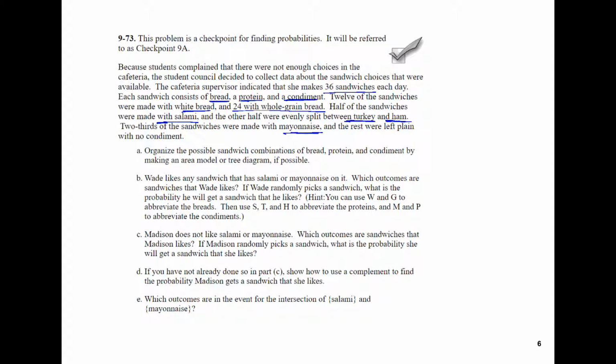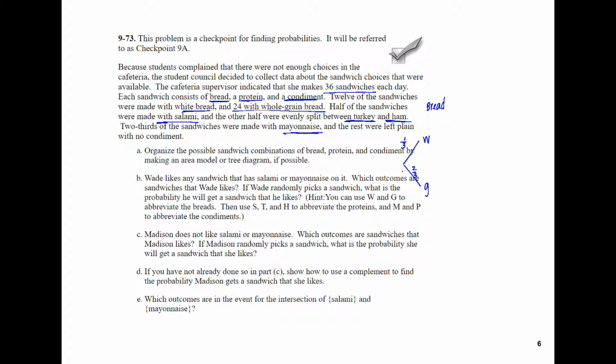So when we think of our bread choices, we have white bread or grain bread. We know that she said 24 sandwiches were made with whole grain bread and 12 were made with white. So 1/3 of our sandwiches were white and 2/3 of our sandwiches were made with grain bread.